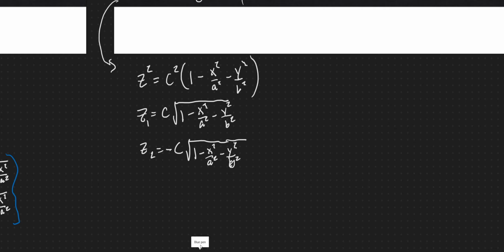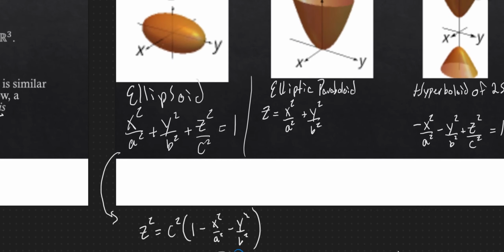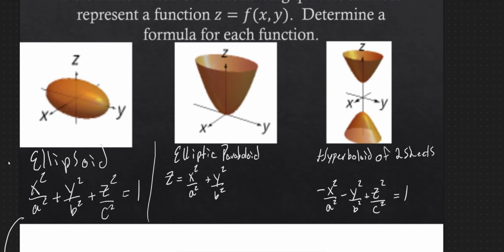And so again, I need two functions. So I could call this one, say, f1 of xy and f2 of xy. So we need two functions to give us the graph, or rather to give us the ellipsoid surface. So no, an ellipsoid is not a function of two variables, but we can find two functions that give us the surface. Let's move on to the elliptic paraboloid.